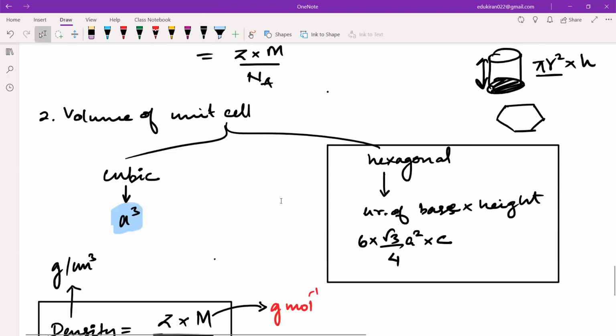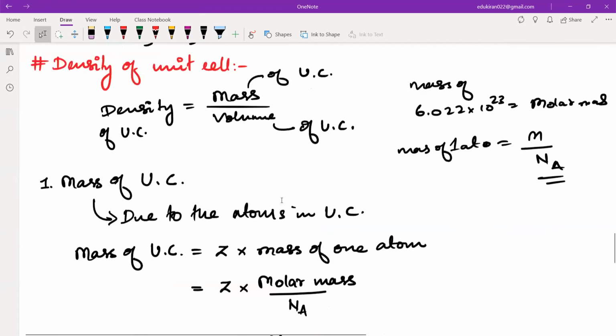I think I need to scroll a bit above, right? Let's write from here. Sir, if this is in picometers, then we use 10 to the power minus 12. Yeah, you have to convert to meters, 10 to the power minus 12, and then to centimeters, it will be 10 to the power minus 10.